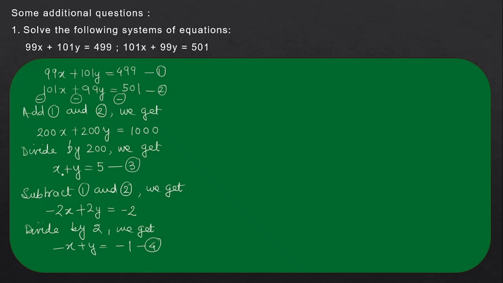Now, as I can see here in third equation, x is positive, and in the fourth equation, x is negative. So if I add them both, the x will get eliminated. So by adding 3 and 4, we get x gets eliminated, y plus y becomes 2y, and 5 minus 1 becomes 4. So we get y is equal to 4 divided by 2. So y is equal to 2.